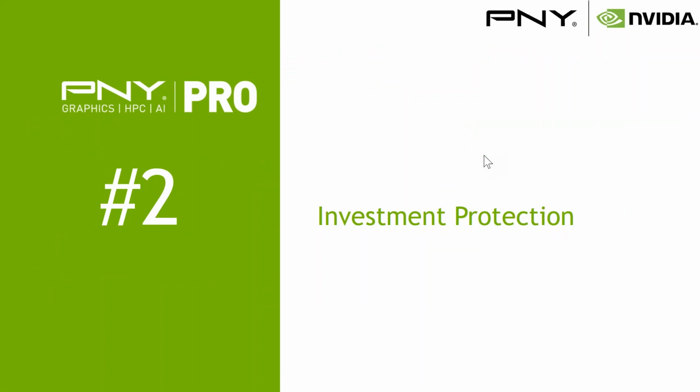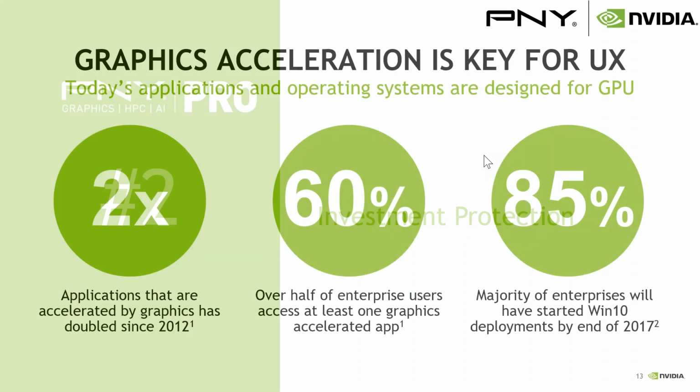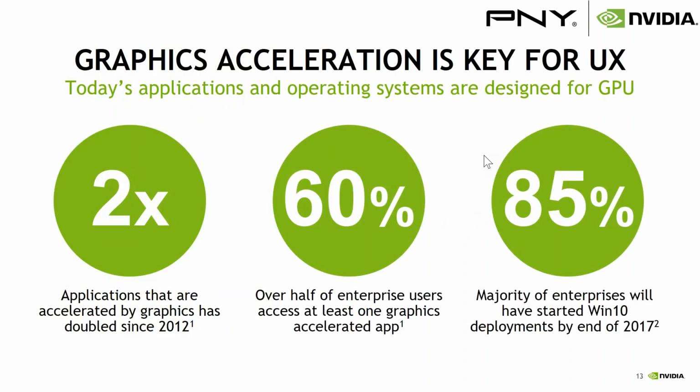So we'll just quickly touch on investment protection, and what this means as a business. What we're seeing now is that the number of applications out there in the market has more than doubled since 2012. That is a substantial amount of applications. We would say that we have over 200 certified applications that we are working with that are common in most people's workflows.